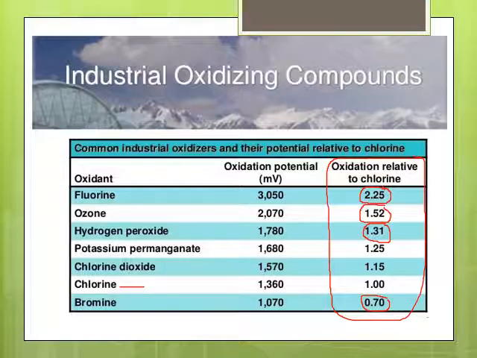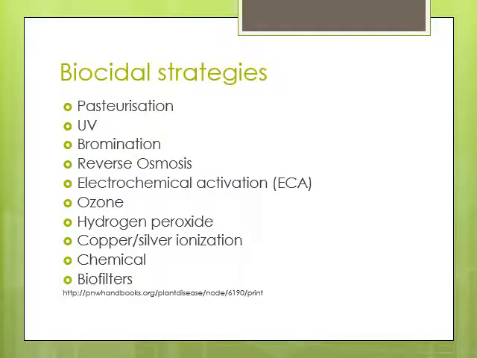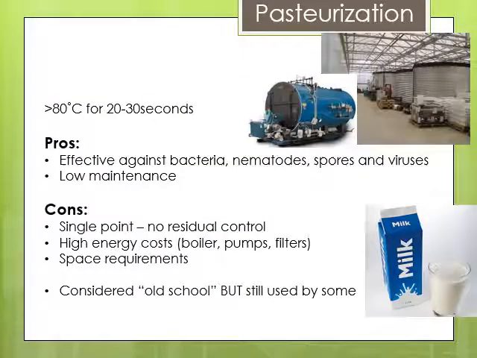Typically in greenhouses, hydrogen peroxide, if you're adding chemicals, or bromine are used. Chlorine is not so typical. We're going to go down through this list, but this is just summarizing all the different things that exist. Let's start with pasteurization before we get into all the oxidizing ones.